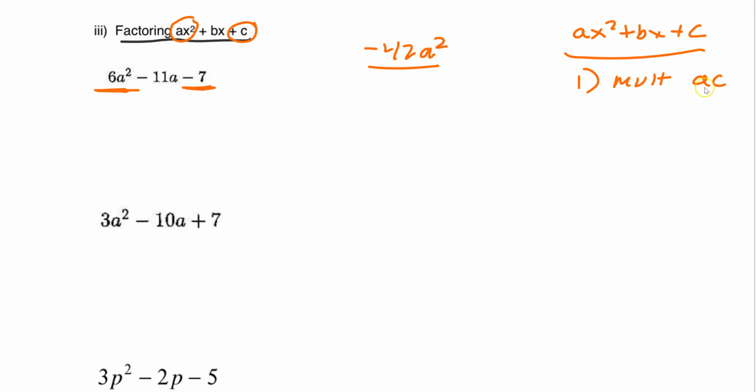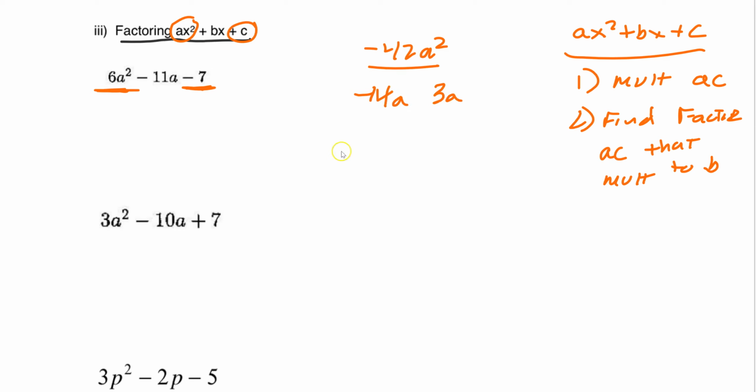Then we do what we always do. We want to find factors of AC that add to get B. So in this case, two things that multiply to get negative 42 but add to get negative 11. That's going to be negative 14a and 3a. Negative 14 times 3 is negative 42. Negative 14a plus 3a is negative 11a. I know it has to be two different signs because it's a negative 42, and the middle one's negative, so that means the bigger number is negative.